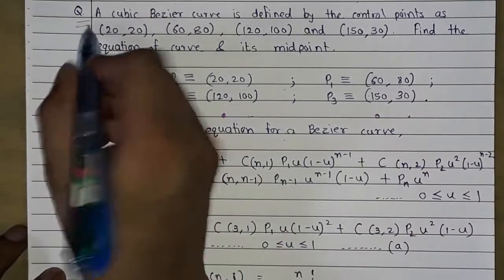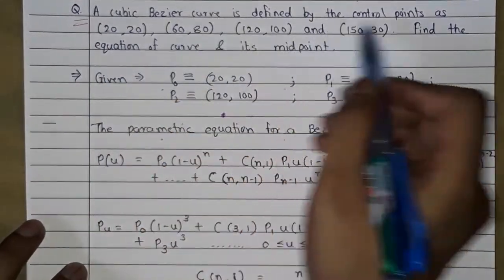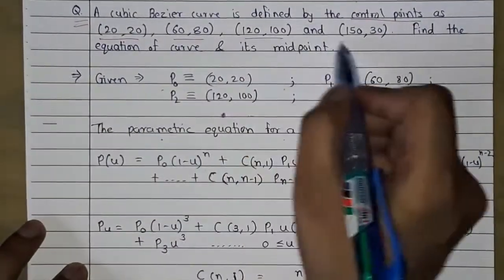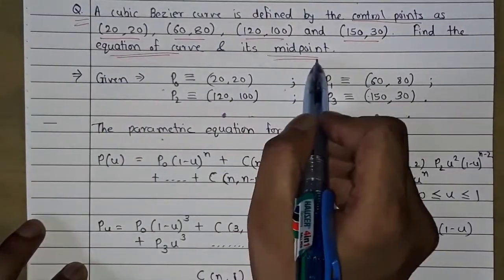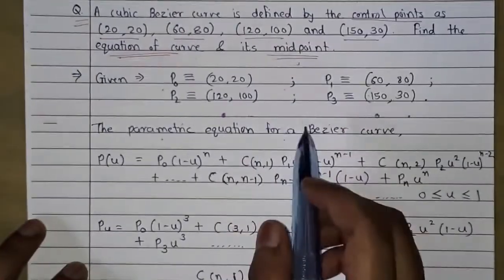Here friends, this is the question. The question is: a cubic Bezier curve is defined by the control points as these are the points, and find the equation of the curve and its midpoint. We have to find the equation of the curve and the midpoint in this question.